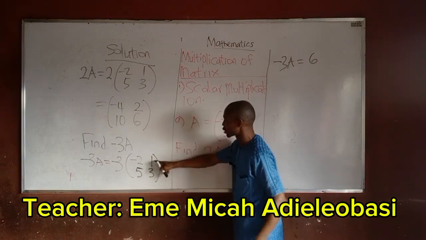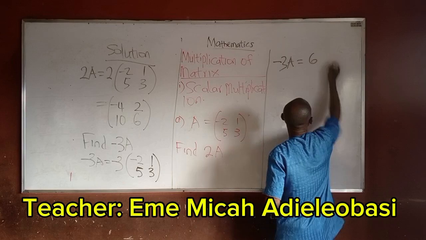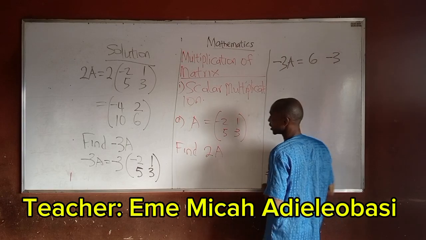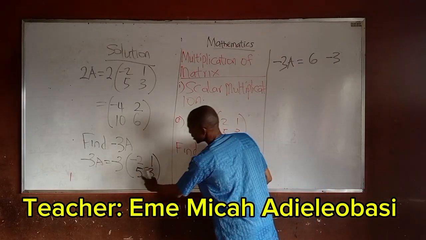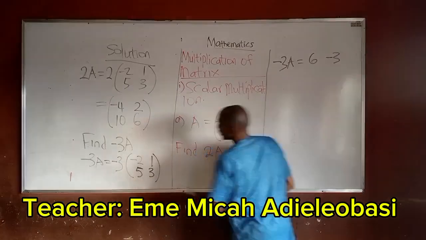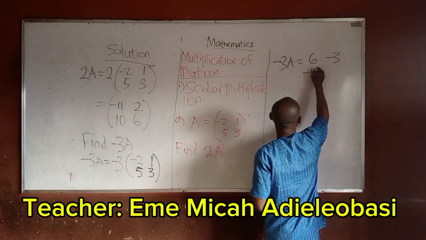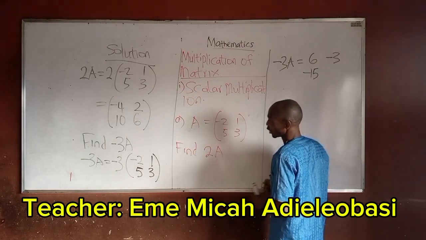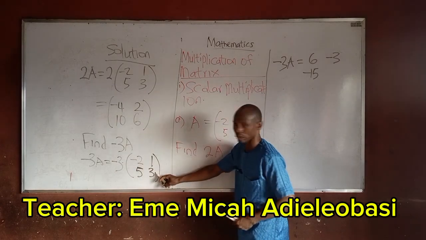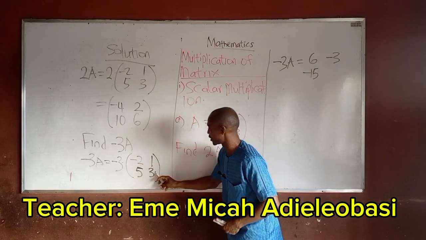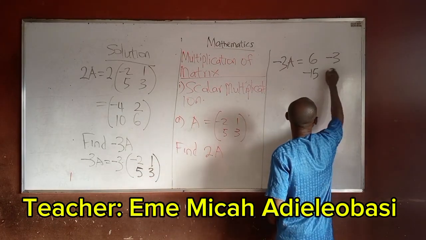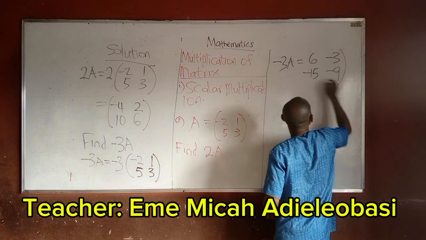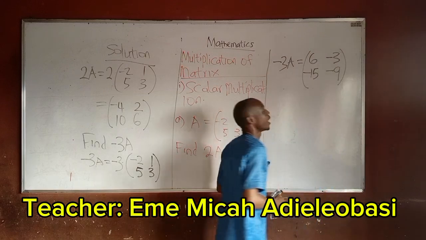-3 times 1, we have -3. -3 times 5 will give us -15. And -3 times 3 will give us -9. So this is our answer.